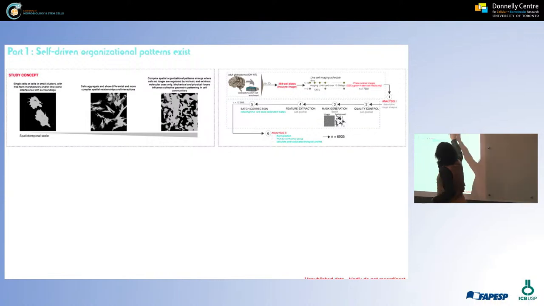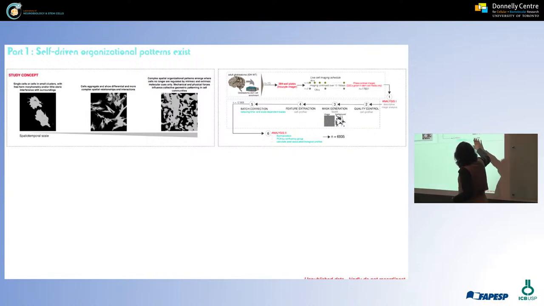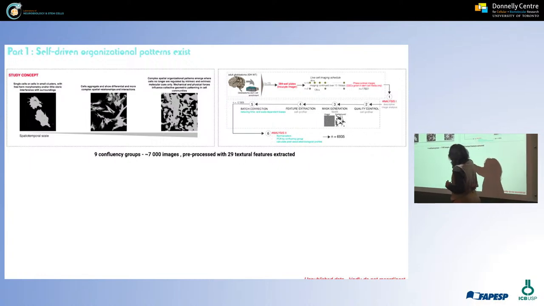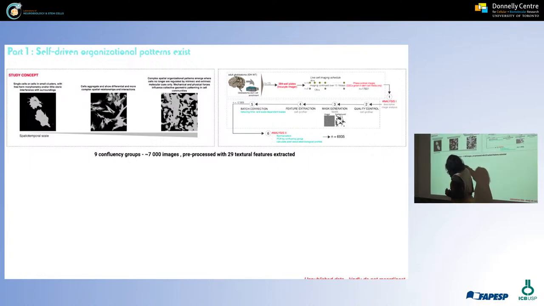After a lot of cleanup, I finally had 7,000 images. So what did I do? I split them up into confluency groups. This is where the cells are more or less at single cell stage. This is where they are starting to organize themselves in groups. And this is where they are compact and dense.